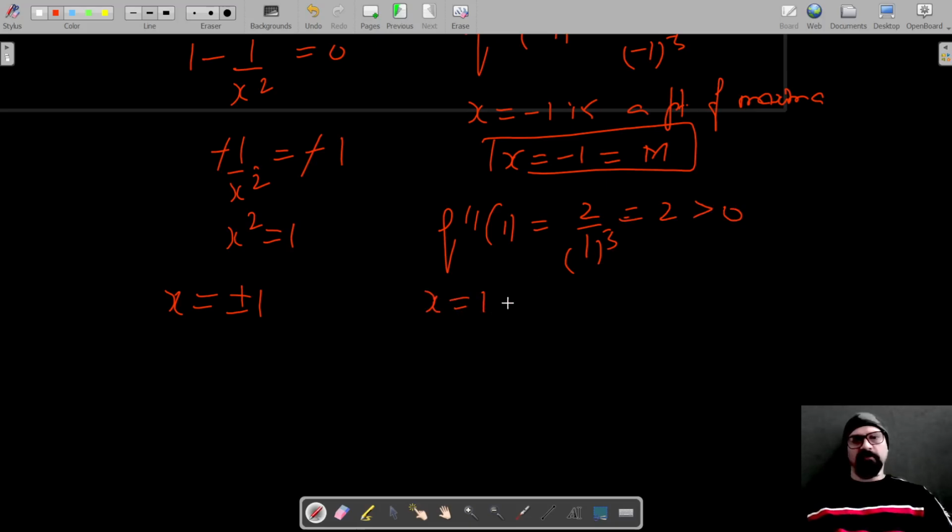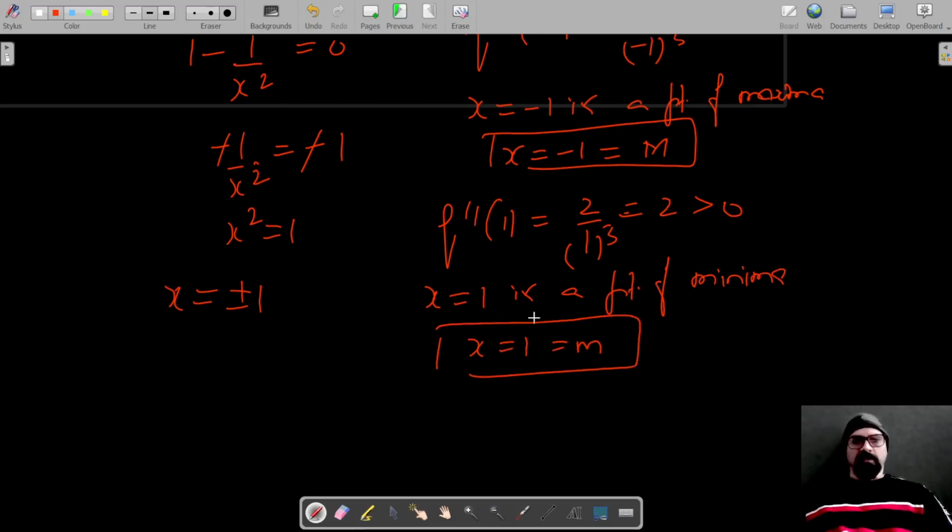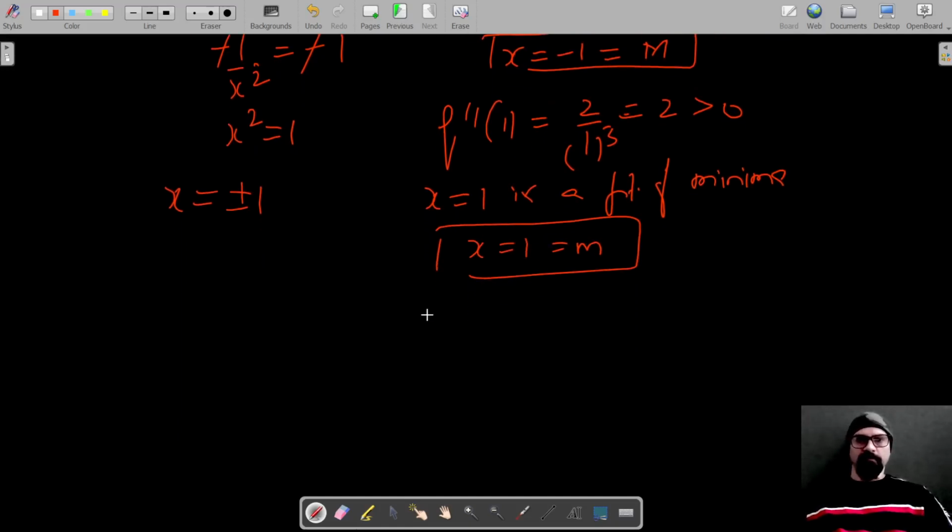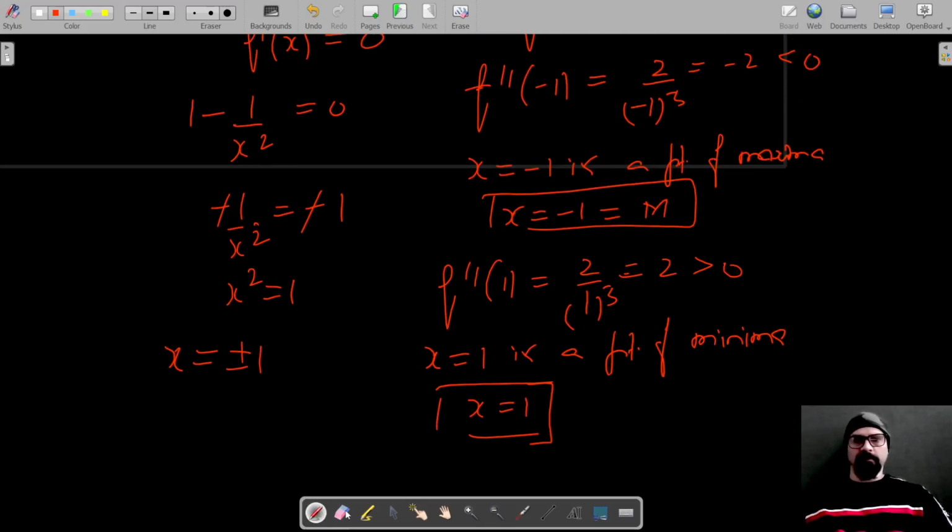So that means x is equal to 1 is a point of minima. So x is equal to 1 is a point of minima, denoted by small m, and we have to find the difference. So this is a point of minima, and we have to find the local maxima and the minima, small m and capital M.